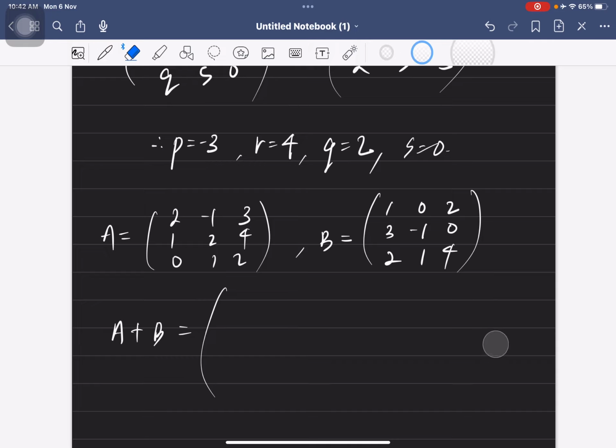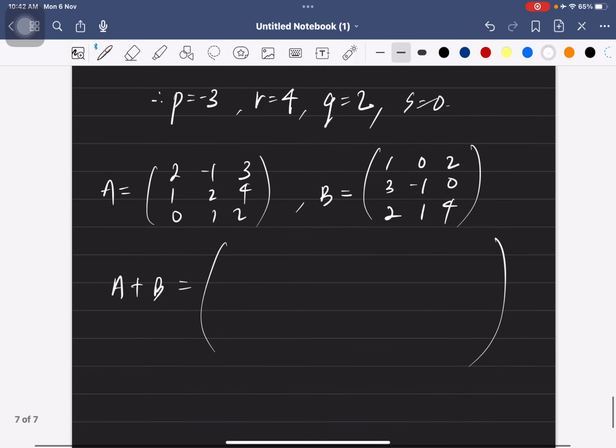It's very simple. Before you do any addition or subtraction, you have to make sure first that they are in the same order. This is a 3 by 3 matrix. It can only do addition and subtraction with another 3 by 3 matrix. If it's a 3 by 2, or 3 by 1, or 2 by 1, whatever, you can't carry out the addition or subtraction. It has to be the same order first. So you make sure they are both in the same order, then you can do the addition.